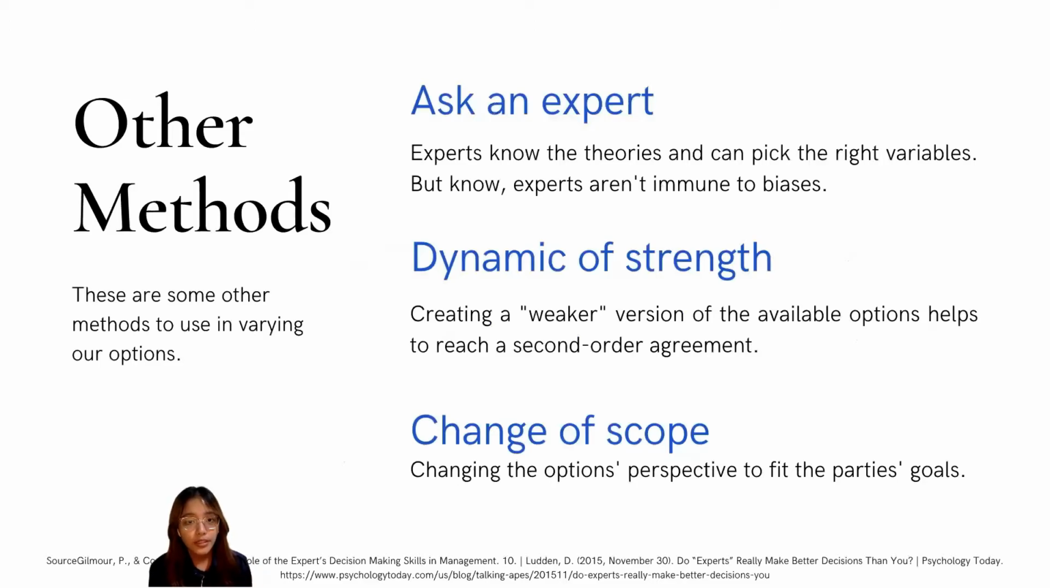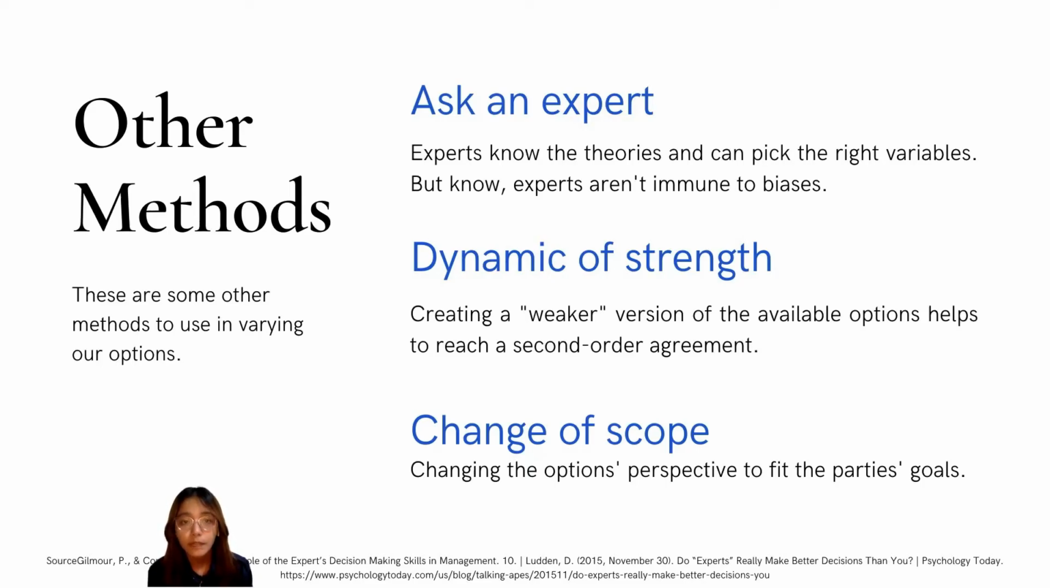If the previous circular chart doesn't seem applicable with the solutions that each party wants to have, they can also try another method. The first step they can try is by asking an expert. Experts are known to have a vast knowledge and experiences under their belt. Because of this, they have the ability to pick the right variables and discard the wrong variables in deciding for a solution. But we need to know that experts are not immune to biases, which means that they can also take the wrong option.